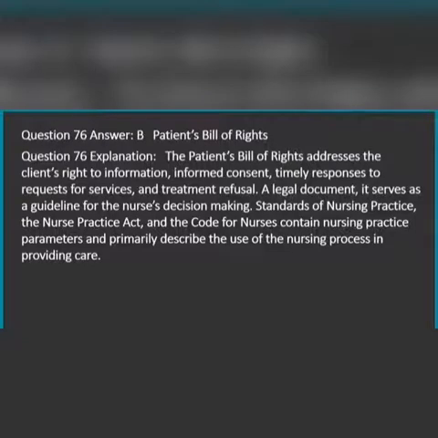Question 76 Explanation. The Patient's Bill of Rights addresses the client's right to information, informed consent, timely responses to requests for services, and treatment refusal. A legal document, it serves as a guideline for the nurse's decision-making. Standards of Nursing Practice, the Nurse Practice Act, and the Code for Nurses contain nursing practice parameters and primarily describe the use of the nursing process in providing care.